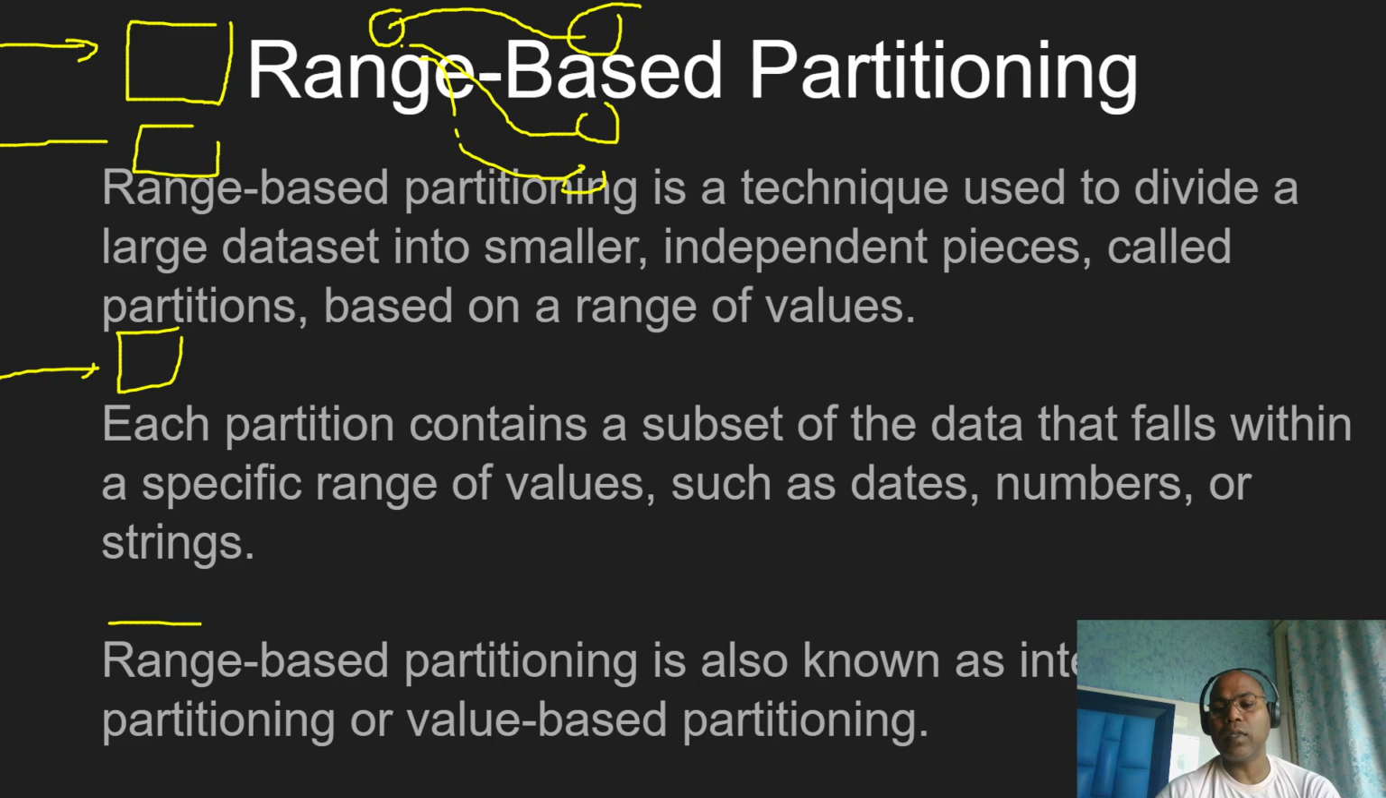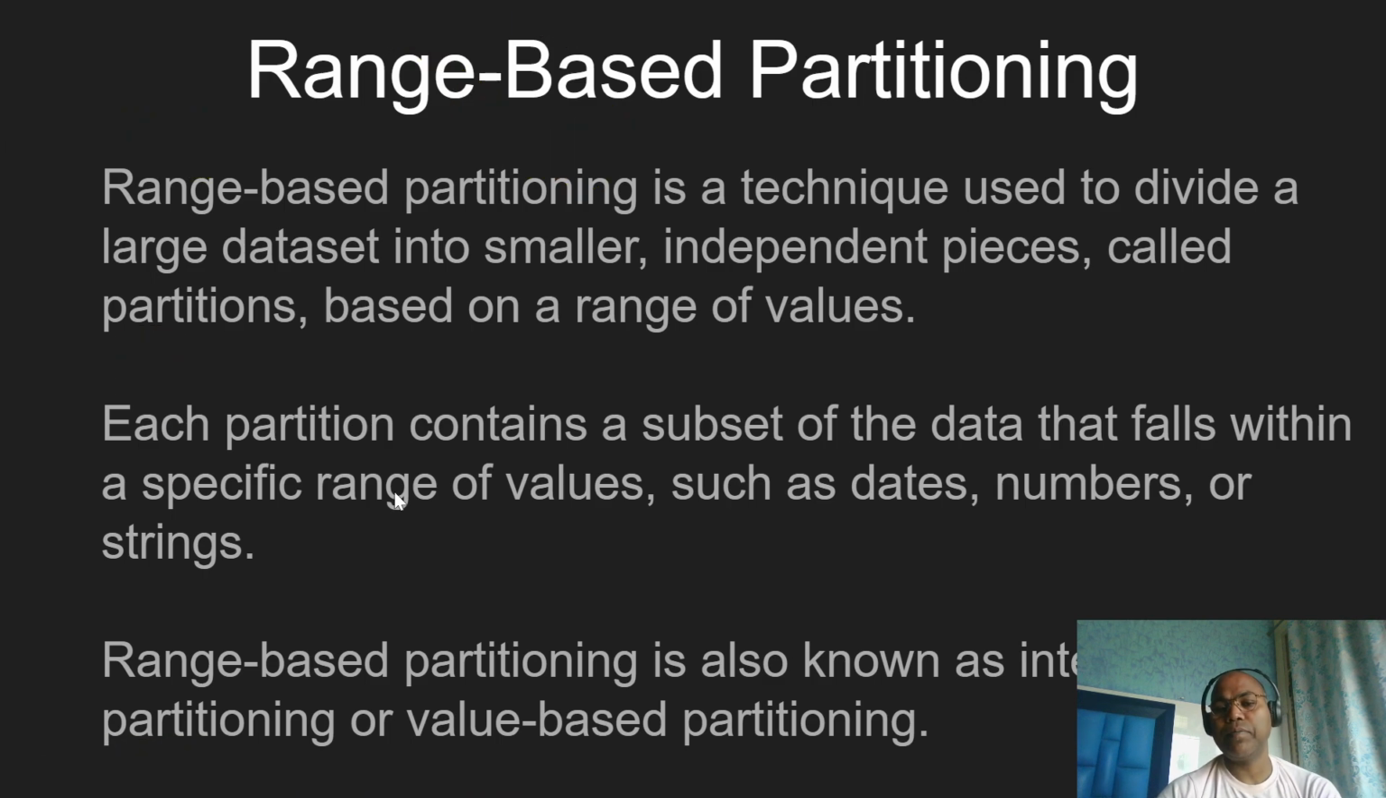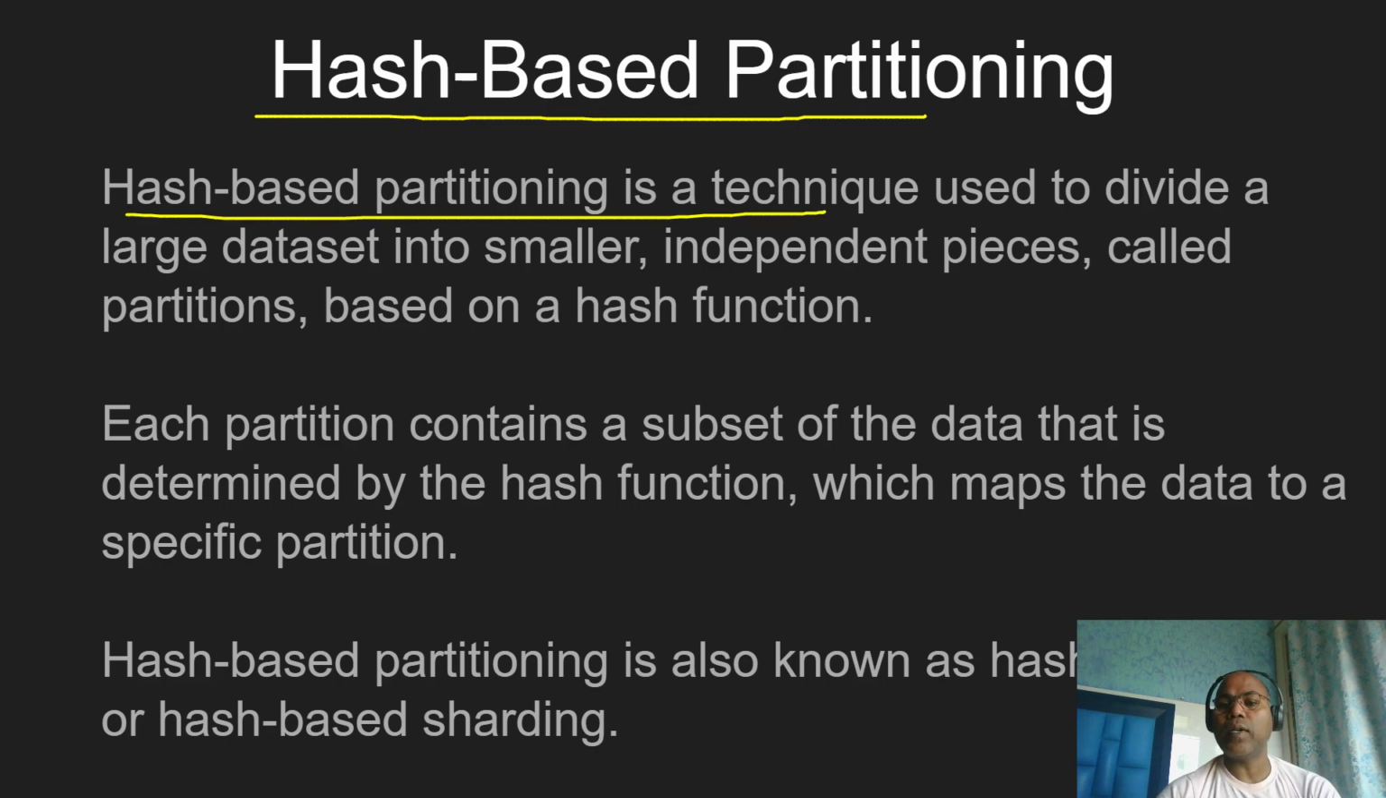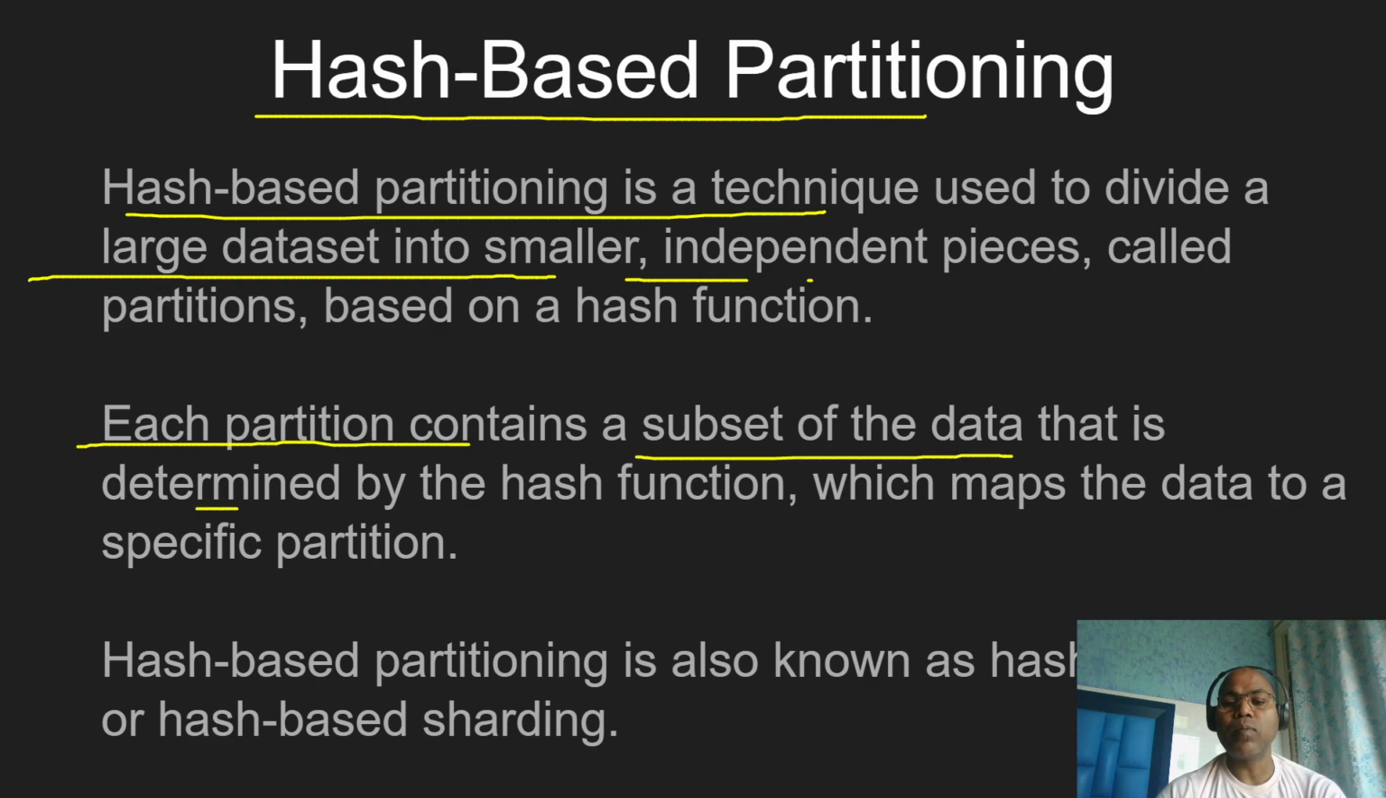Range-based partitioning is also known as interval-based partitioning or value-based partitioning, right? Another way is hash-based partitioning. Hash-based partitioning is a technique that divides a large data set into smaller independent pieces called partitions, and each partition contains a subset of data determined by the hash function, which maps data to the partition.